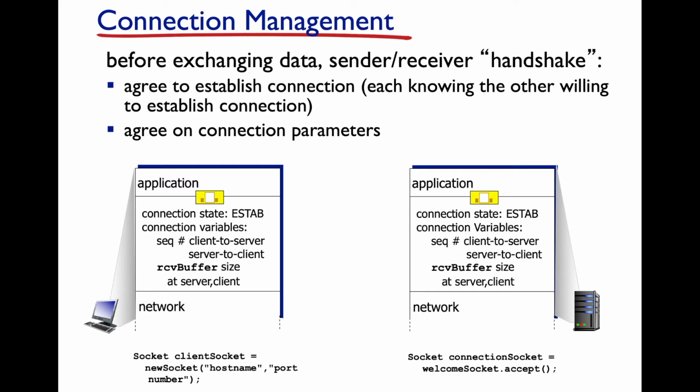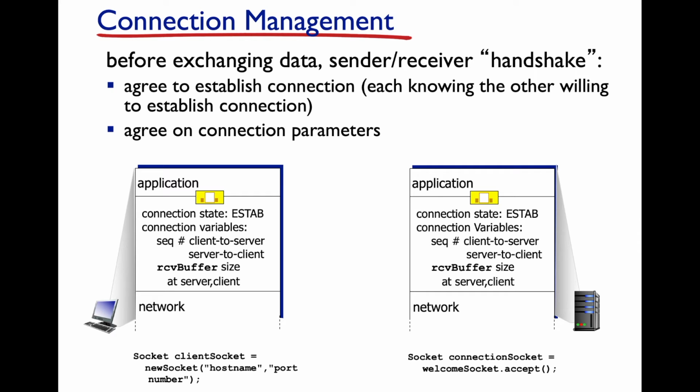And each endpoint has to know that the other side is willing to establish this connection. They have to also agree on the parameters needed in order to engage in all of the things dictated by TCP. And so here we have the application layer, and we have a socket up above, and that socket straddles, as we said earlier, the seam between the transport layer and the application layer.